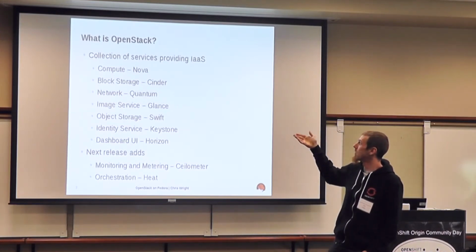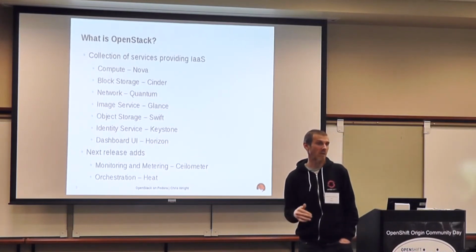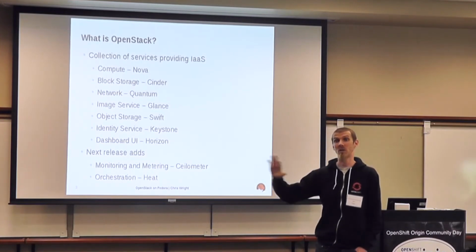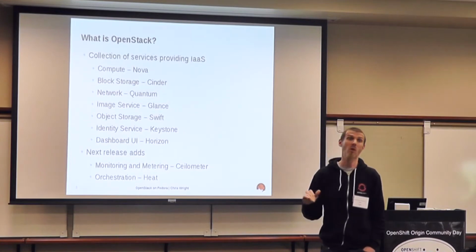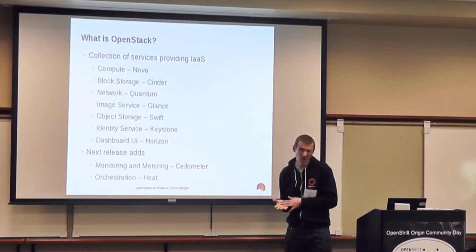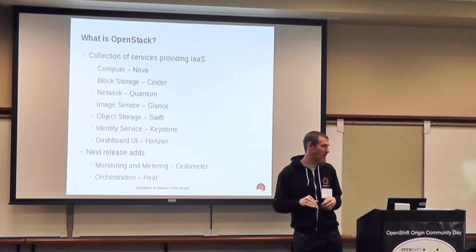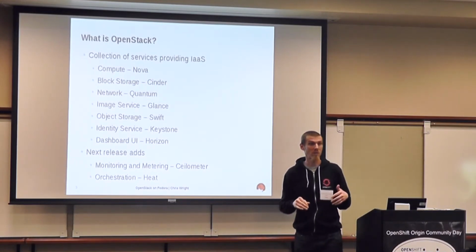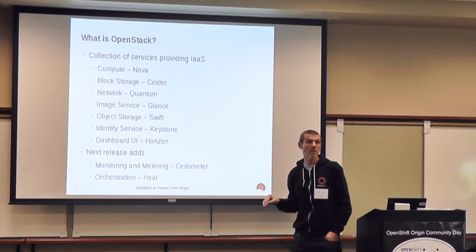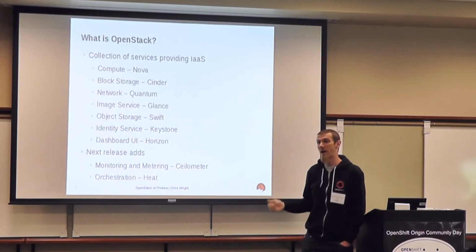Next, we have Quantum, which is a network service. Again, something that originally started in Nova. Over time, the core networking functionality in Nova was fairly simplistic, and the goal of Quantum is to provide more advanced networking capabilities from a single new service. We have Glance, which is an image service. Swift, which I'm not actually going to talk about much here. It's an object storage service similar to S3 at Amazon. An identity service, which is sort of central to this whole mechanism, called Keystone, and a dashboard UI called Horizon.